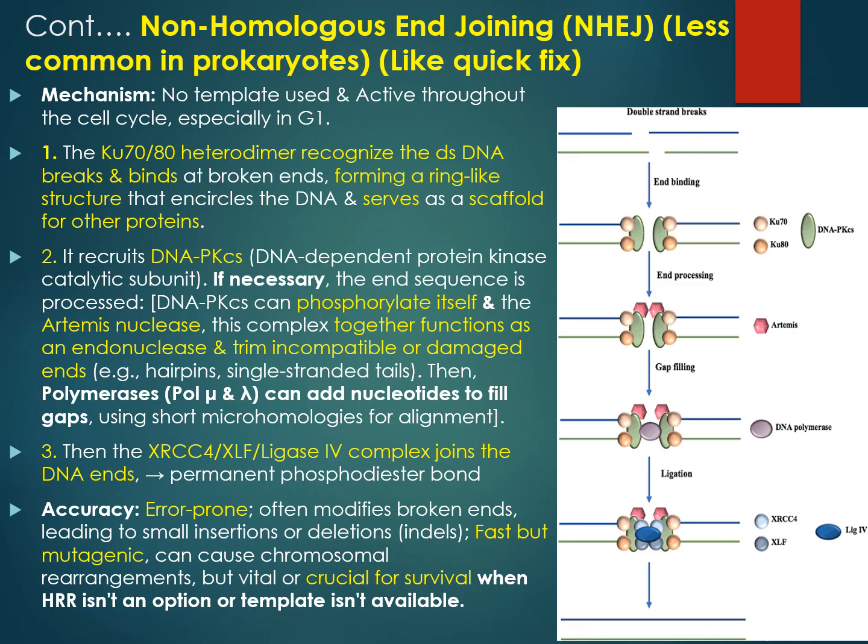Accuracy, if you look at it, is not as high as homologous recombination. There, the correct sequence is exchanged by the invasion method, whereas here it is done by a set of proteins. So some mismatches and mutations happen. It is a very fast process, but a highly mutagenic, error-prone method. Sometimes, if homologous recombination is not possible or the template for exchange is not available, in that case this non-homologous end joining method is essential. It becomes crucial for the survival of the cell.